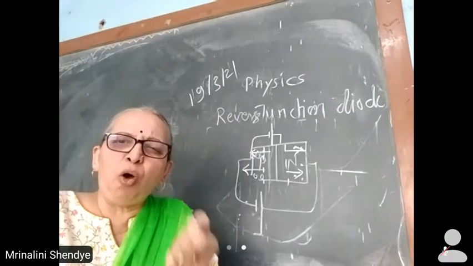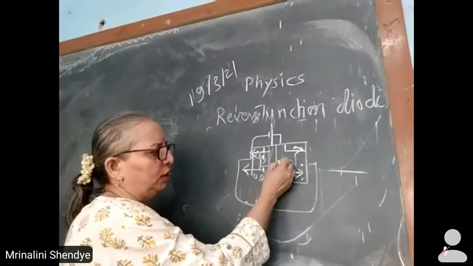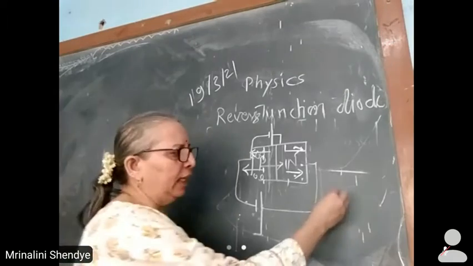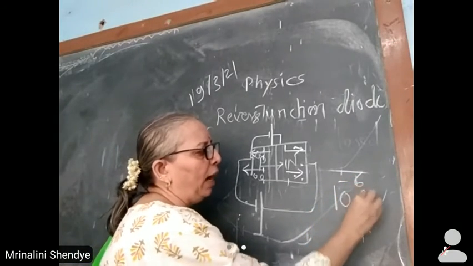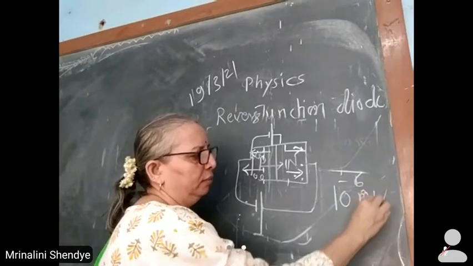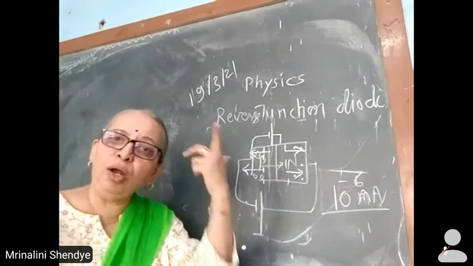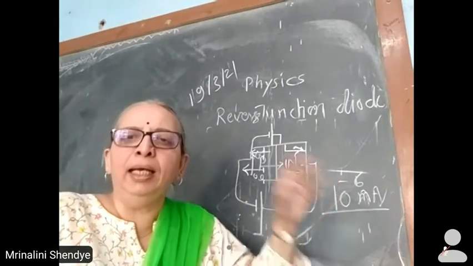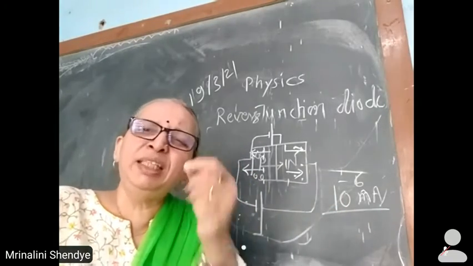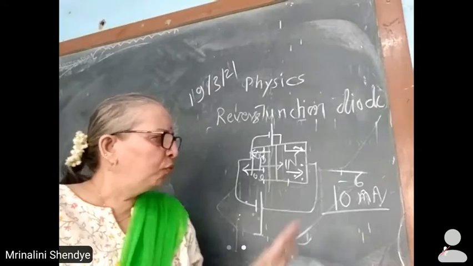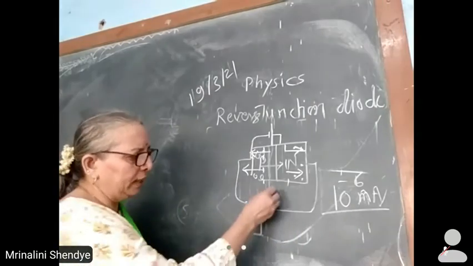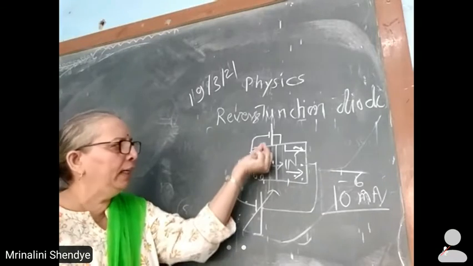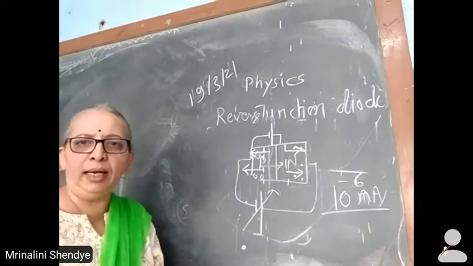A very small amount of current flows through this junction. This current is called reverse bias current. It is of the order 10 raised to minus 6 milliampere. That is a very small current, in nanoampere: 10 raised to minus 6 into 10 raised to minus 3 gives you minus 9. That is a negligible current, almost zero current flows through this for increasing value of reverse bias, due to the increase in width and increase in barrier potential.